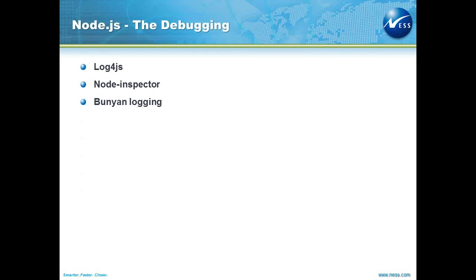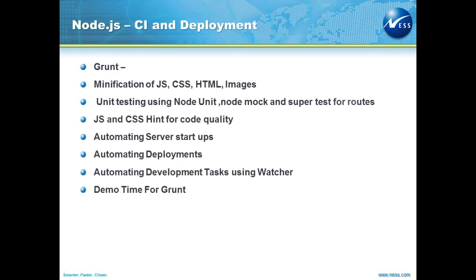Bunyan logging is a simple and fast JSON logging library. So something like Log4j, but the output is different, so you can tag it to your different tools for analysis and so on. One of the most important things that we see is continuous integration, continuous inspection, and continuous deployment. So this is definitely possible with Node.js.